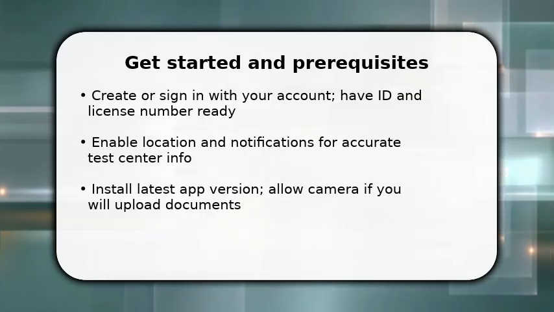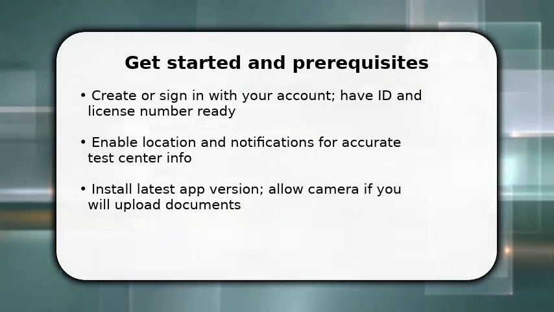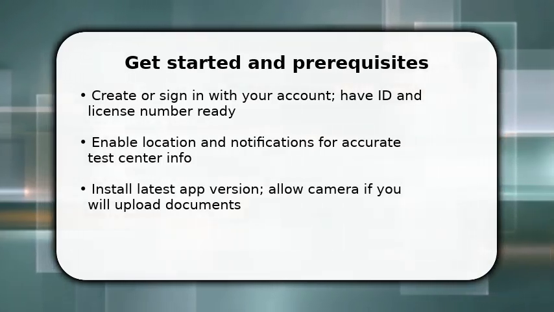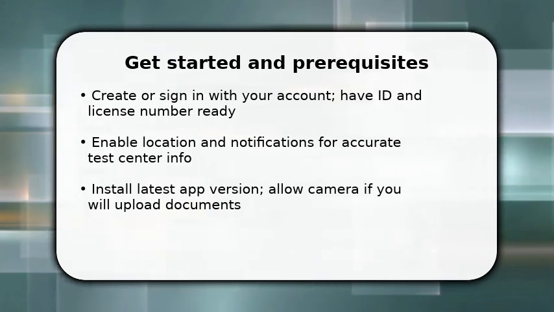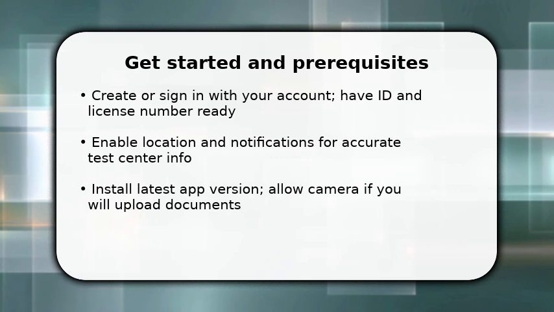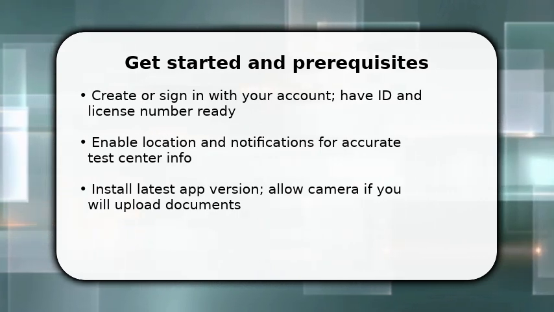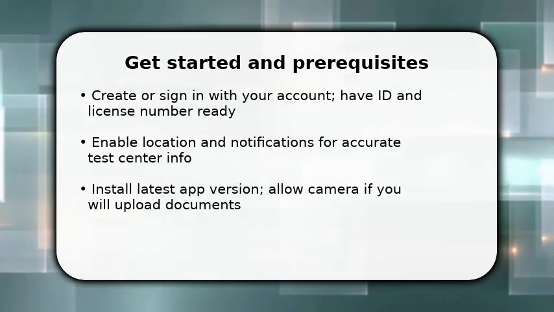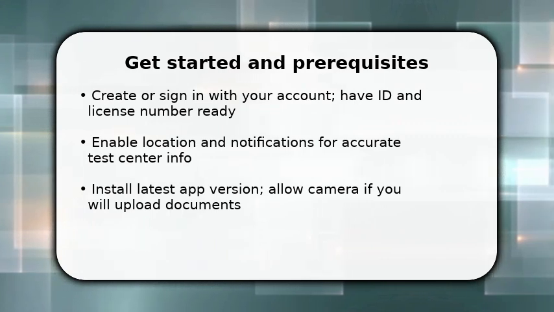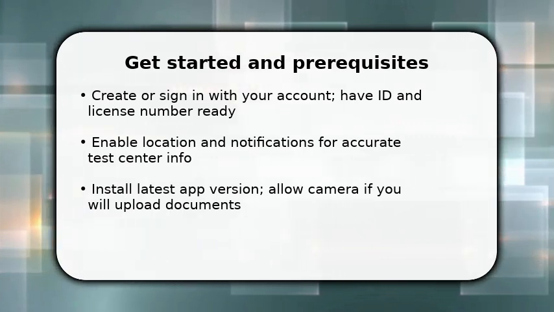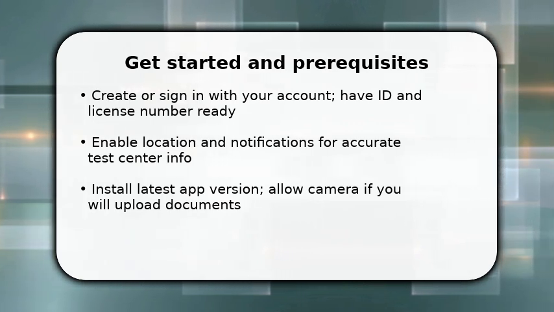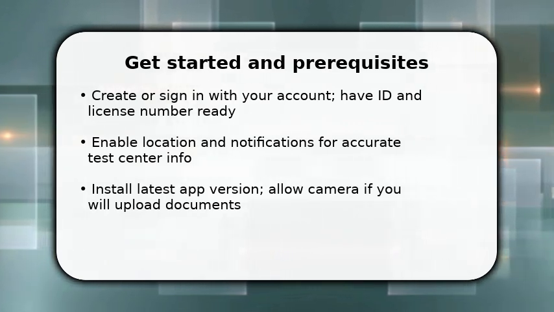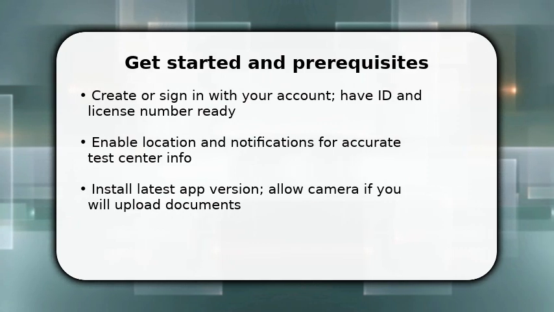You start by signing in or creating an account. Use the same name on your ID. Once done, enter your license number and basic info so the app can populate forms. Make sure location and notifications are enabled to see nearby test slots and real-time updates. If you plan to upload documents, allow camera and storage permissions now. This avoids interruptions later and speeds up scheduling and verification when you book your practical or theory test.